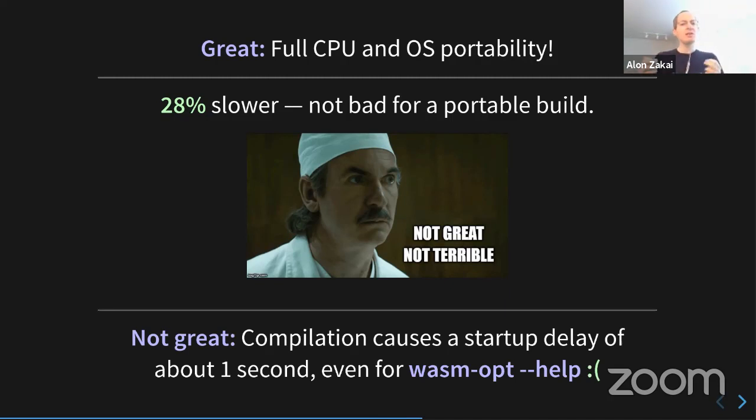What is, though, definitely not great is every time we run node wasm-opt, we compile the Wasm. And that takes about a second every time. So even just typing wasm-opt --help, which should be instantaneous, takes that second. And if you have a test suite with a lot of small files or something else, it's very noticeable and very annoying. So it's not a good user experience.